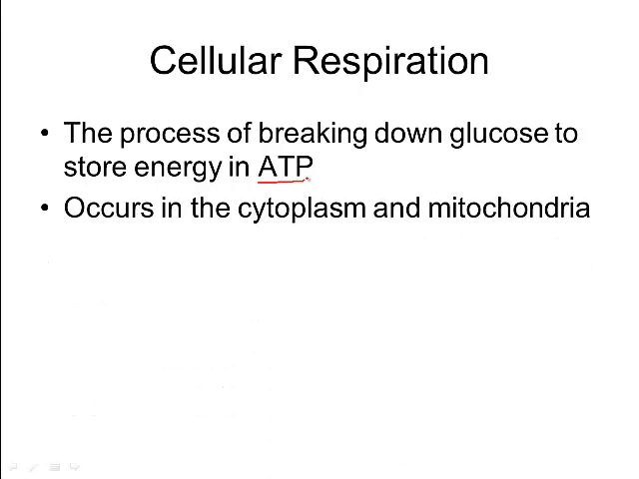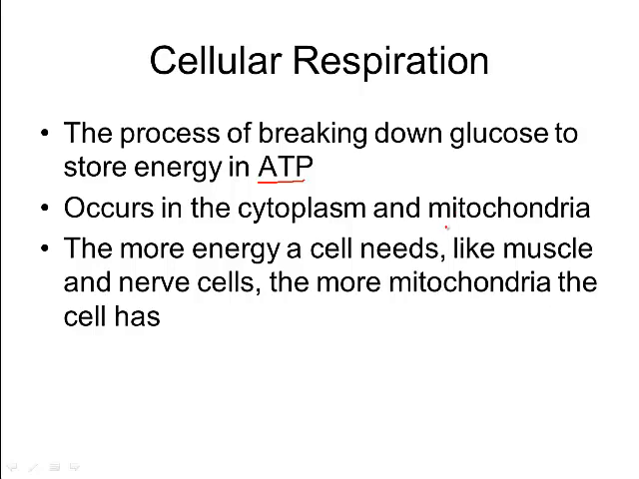Cellular respiration occurs in two different places within the cell. It starts in the cytoplasm, and then when there's oxygen available, it will move to the mitochondria. The more energy that a cell needs, the more mitochondria it's going to have. So muscle cells and nerve cells require a tremendous amount of energy to do their work. That is because they require a lot of active transport in order for them to get the impulses that they need to do their jobs. So they have a lot more mitochondria in them than other cells like your skin cells, which don't require a whole lot of energy to do their job because their job is mainly for protection.